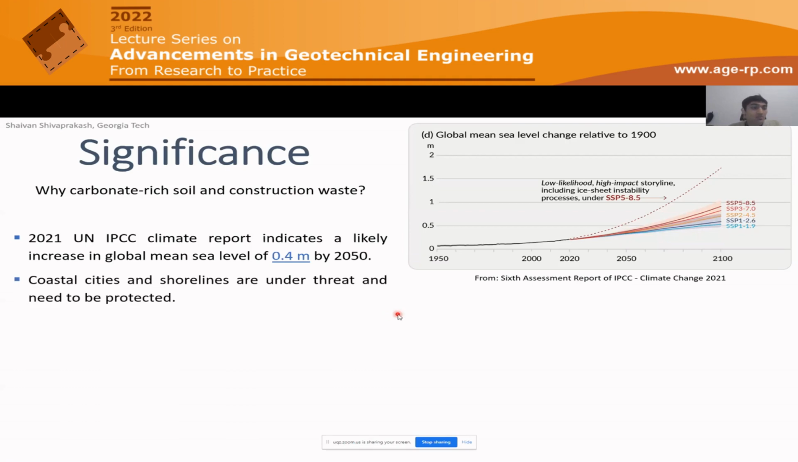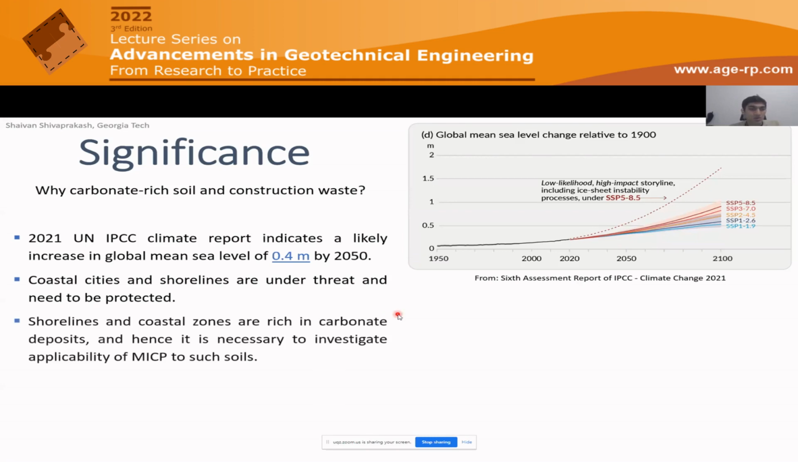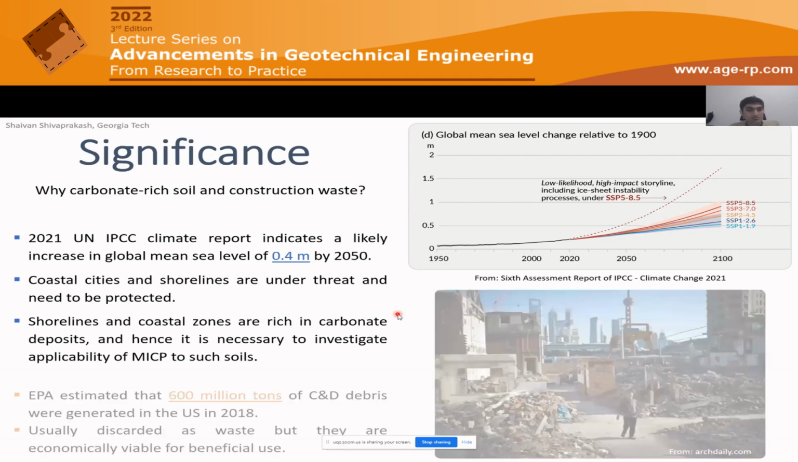So what does that mean? That means our coastal cities and shorelines are under threat and they need to be protected. However, these shorelines and coastal zones are typically rich in carbonate deposits, and hence we thought it is necessary to investigate whether we could apply MICP to such soils and what contribution the research could have in this direction.